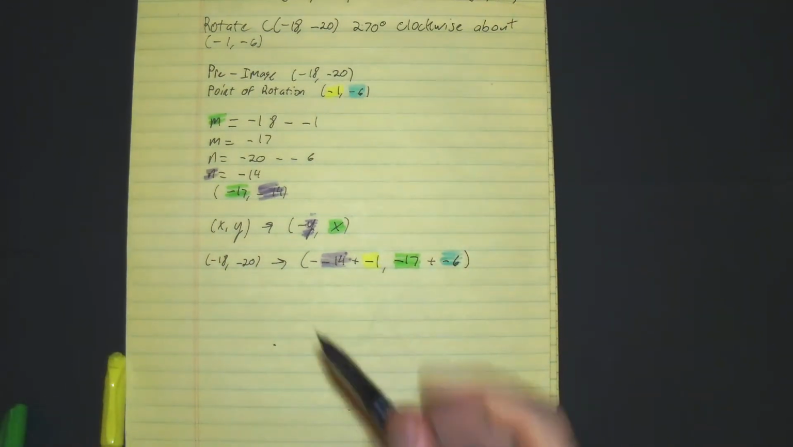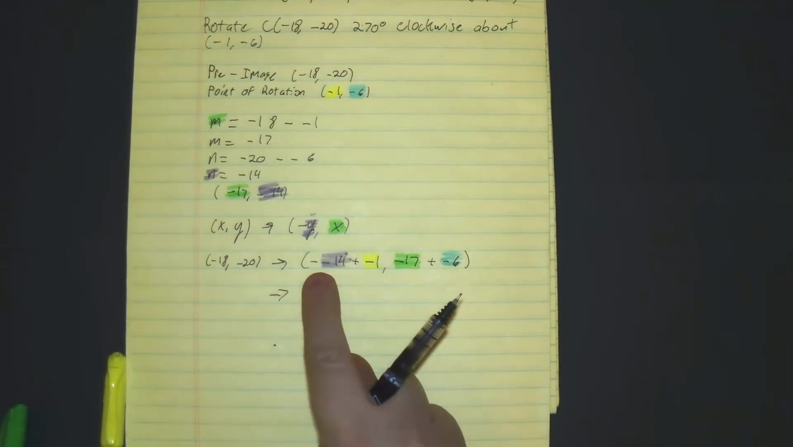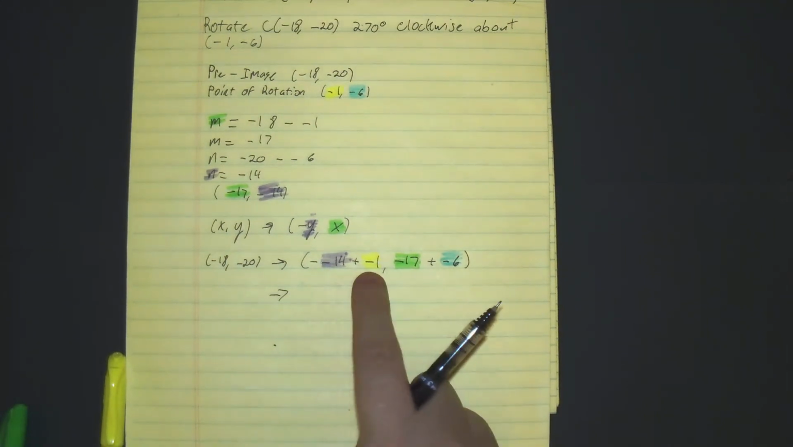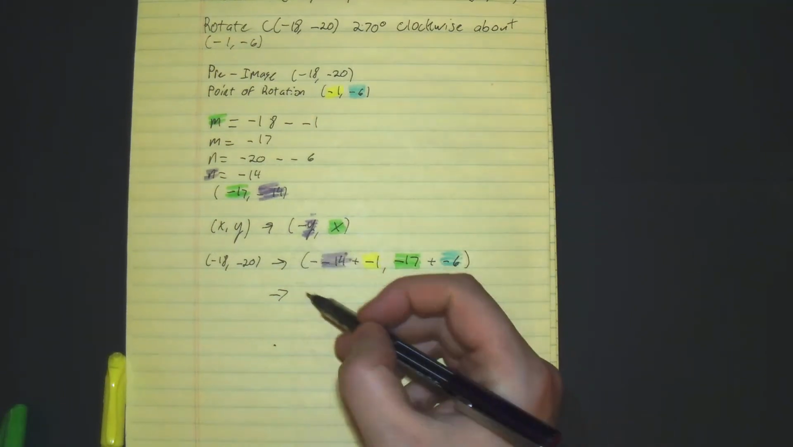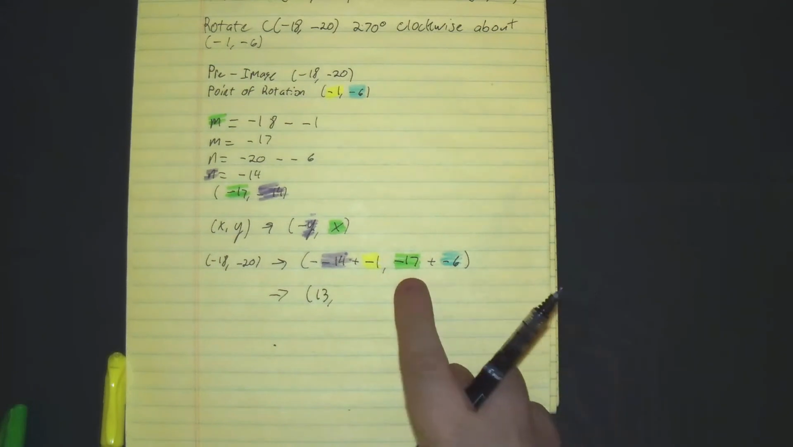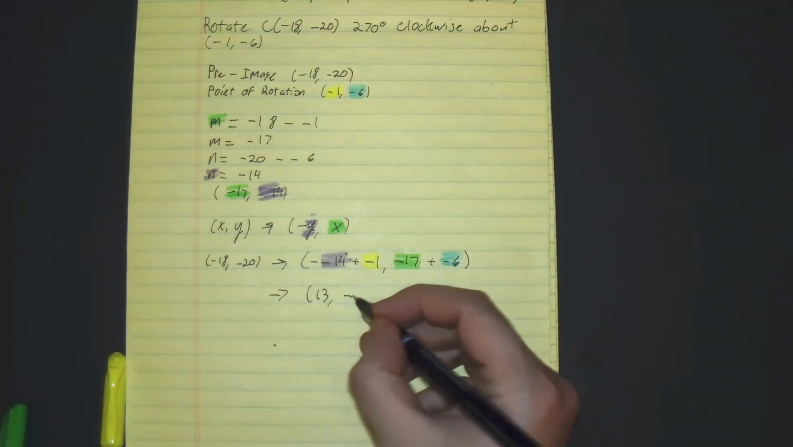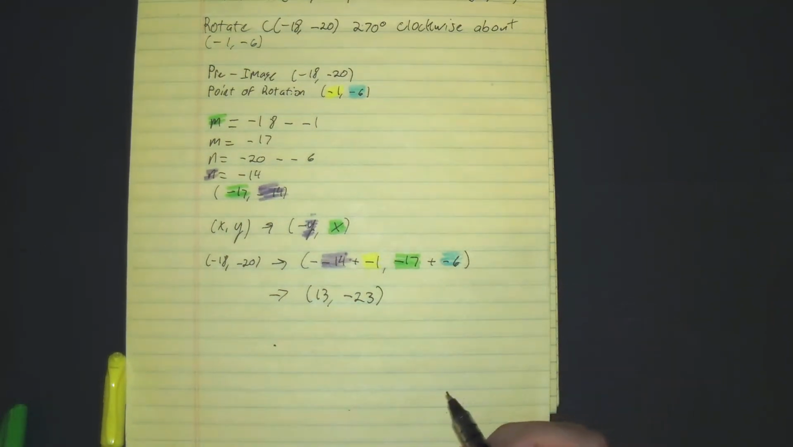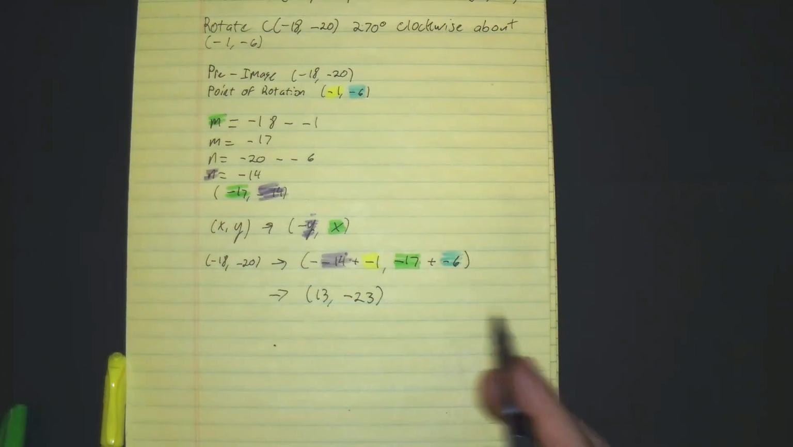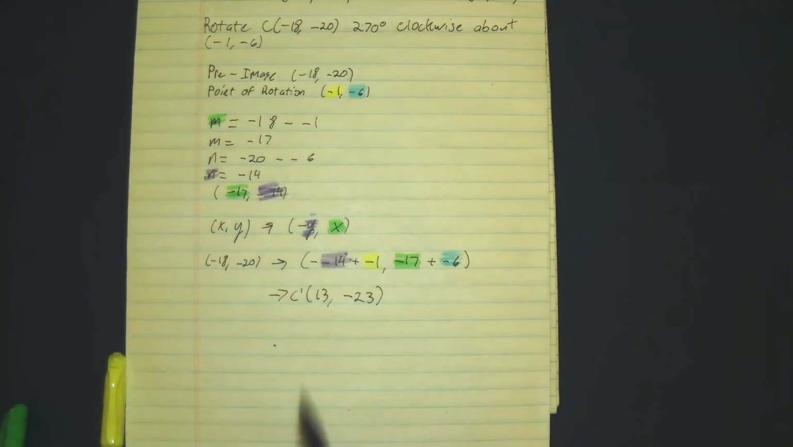All right. And so right here, negative 14 becomes 14 plus negative 1. Well, that's going to give us a 13. Negative 17 minus 6 would give us negative 23. All right, so our C prime would be located at 13, negative 23.